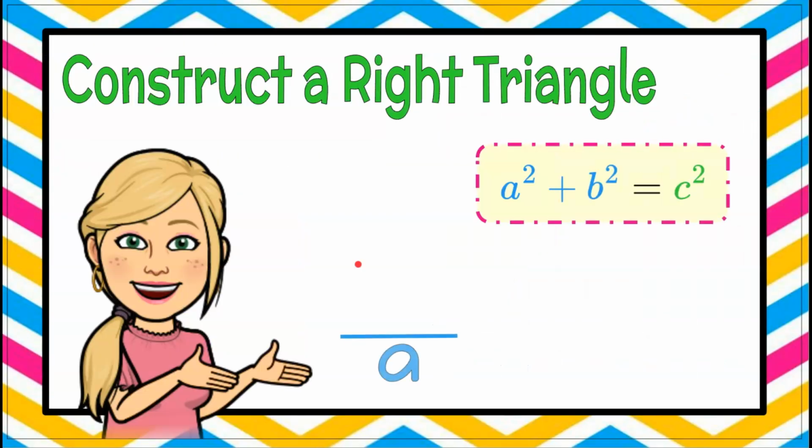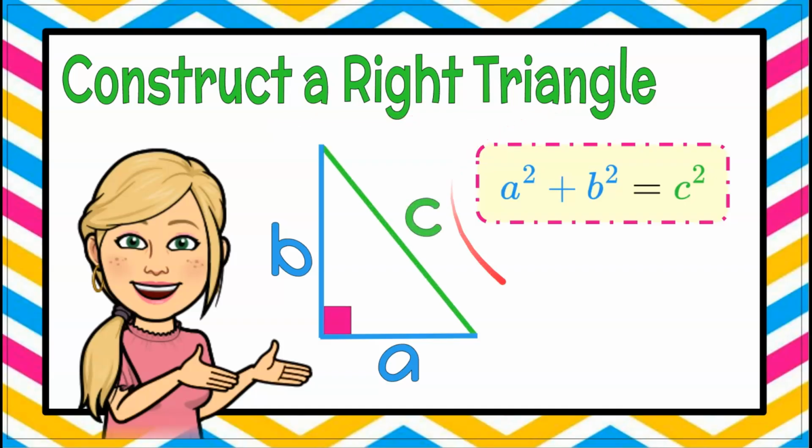Thanks for joining me today at the Magic of Math, where we constructed a right triangle using the Pythagorean theorem, where 2 legs form the right angle and the side across is the longest side, called the hypotenuse.